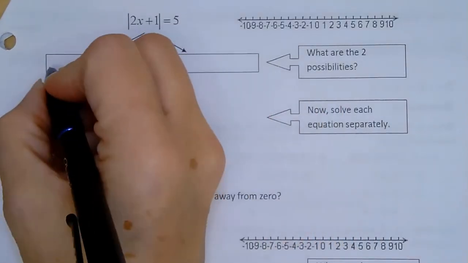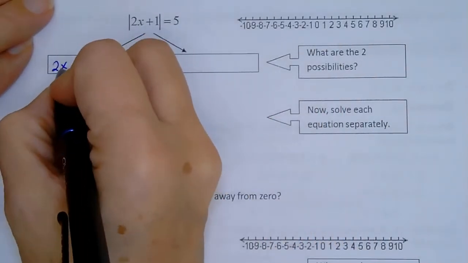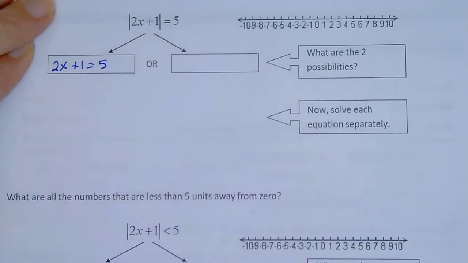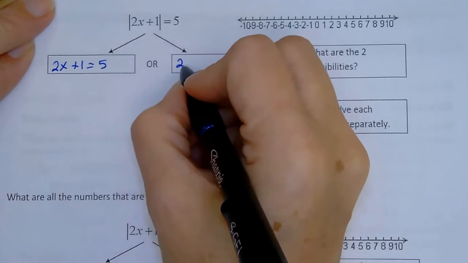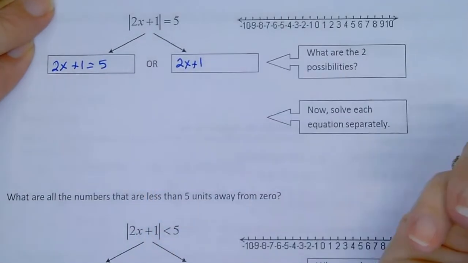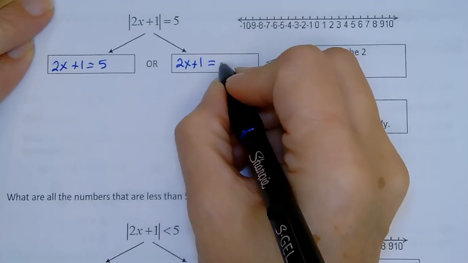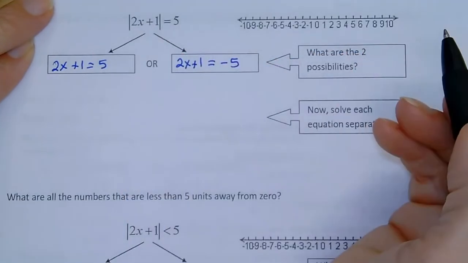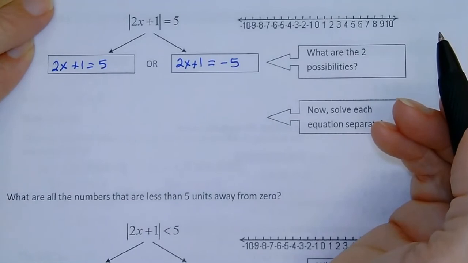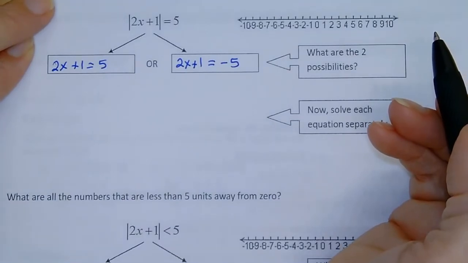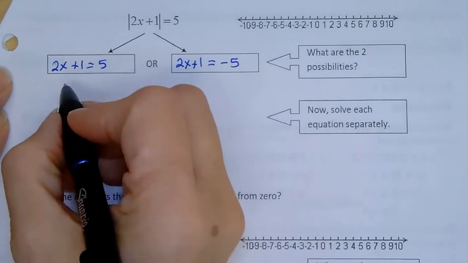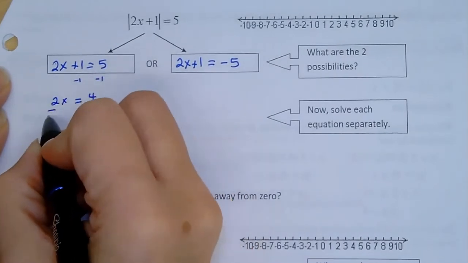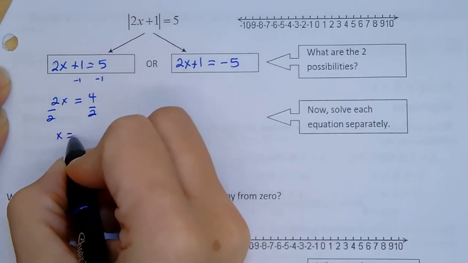On the left side, I'm just going to rewrite that entire equation without the absolute value bars. That's going to be one solution. On the right side, I'm going to rewrite the stuff inside my absolute value, but I'm going to say it could equal -5. Because if everything inside my absolute value bars equals -5, and I take the absolute value, it will be 5. Now I'm just going to solve, so I subtract 1 from each side, and I get 2x equals 4. Divide each side by 2, I get x equals 2.